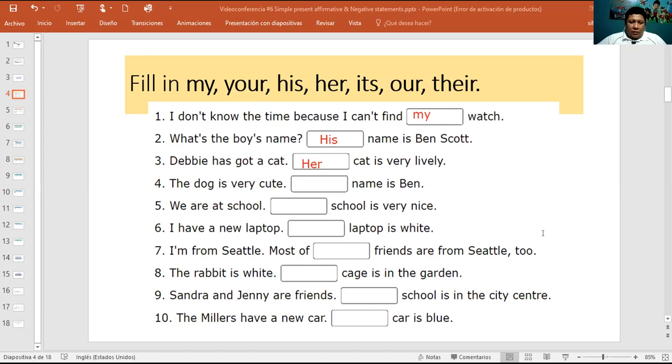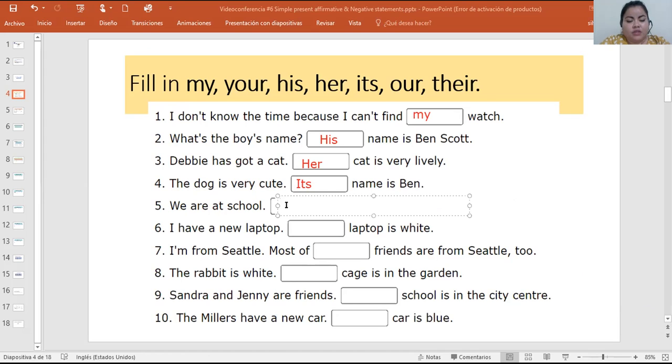The dog is very cute. Its name is Ben. Very good. Number five, Elizabeth. Our school is very nice. Okay, very good. Maideli, number six.